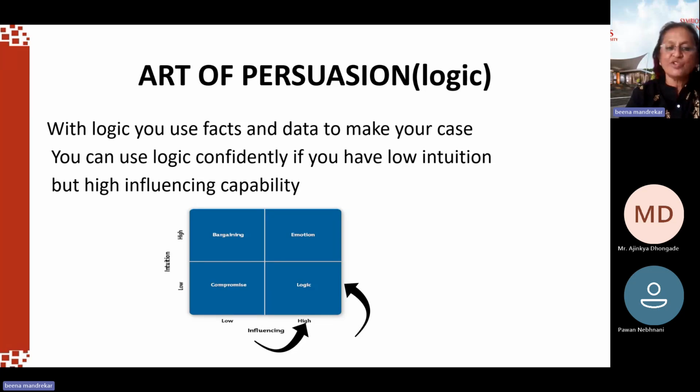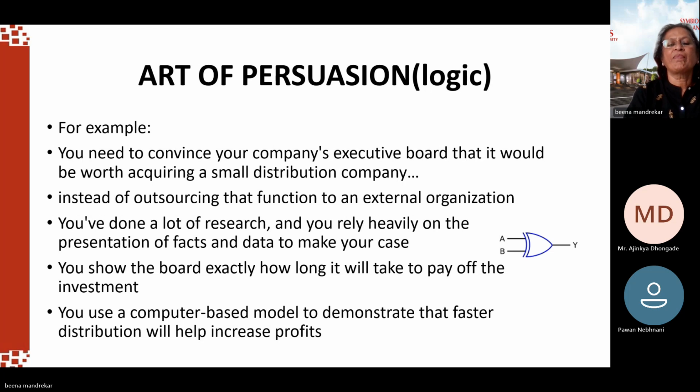Logic. Okay, we finished emotion. Now we come to logic. Logic is where your intuition is low, but high influencing capability. Logic is your best bet. You may not be able to influence that other person, but with logic, you can convince him. For example, you need to convince your company's executive board that it would be worth acquiring a small distribution company instead of outsourcing that function to an external organization.